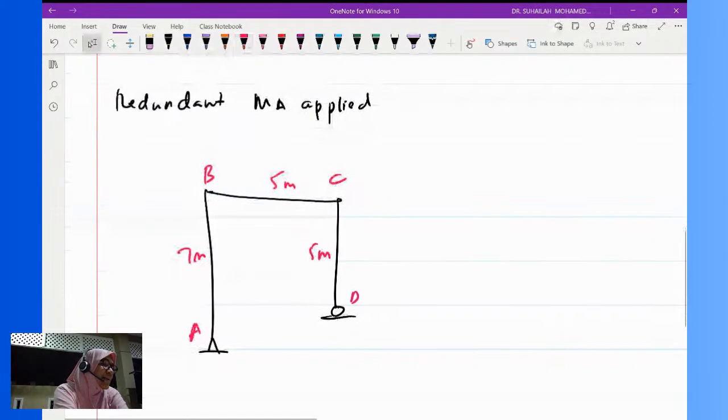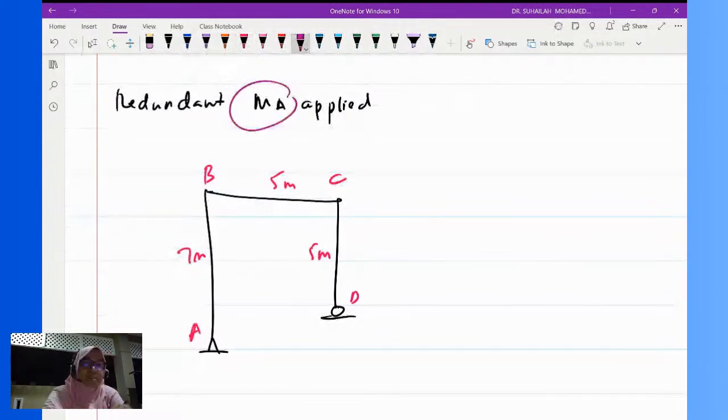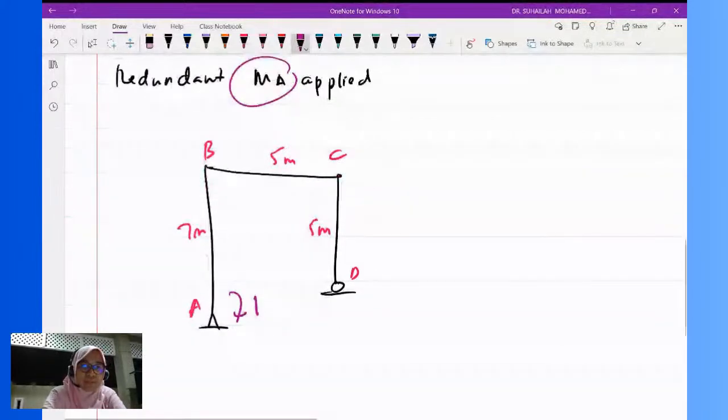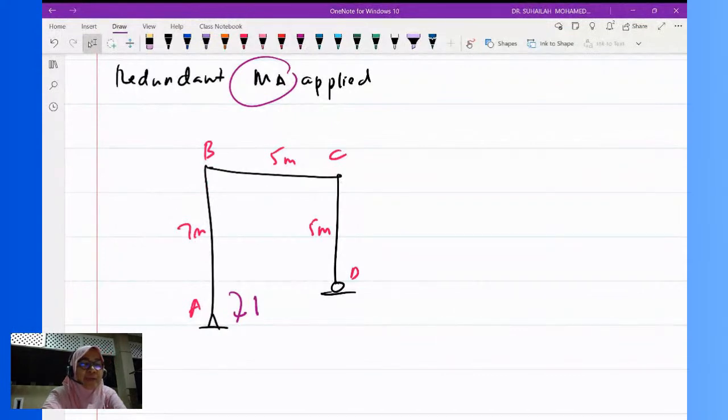Redundant MA applied means we have to apply a unit value of MA at A. From this, we calculate the reactions, reaction at A and reaction at D. This is AY, this is DY.